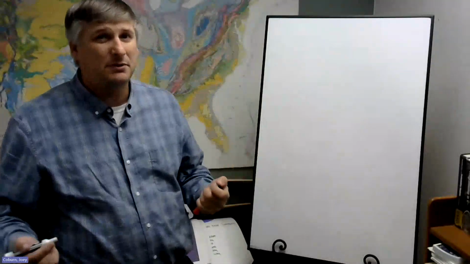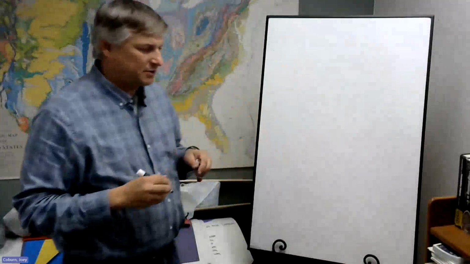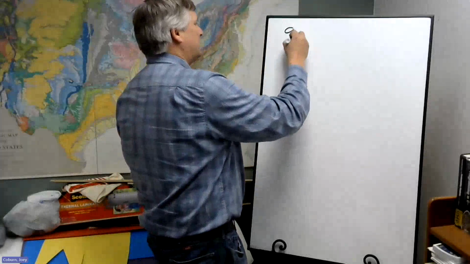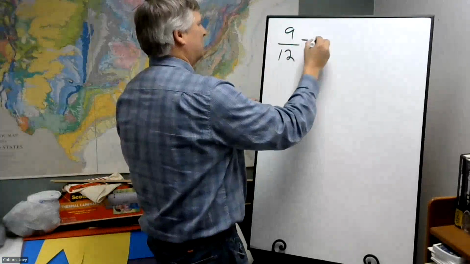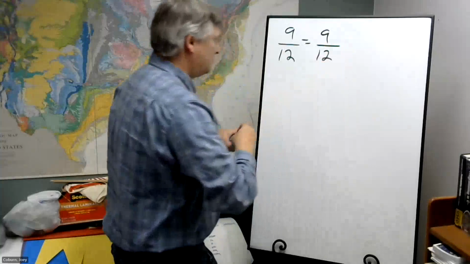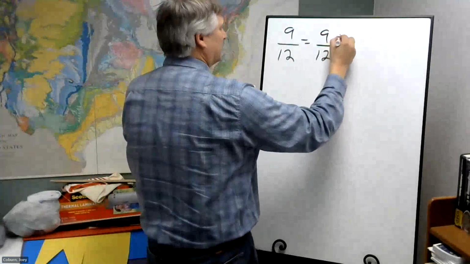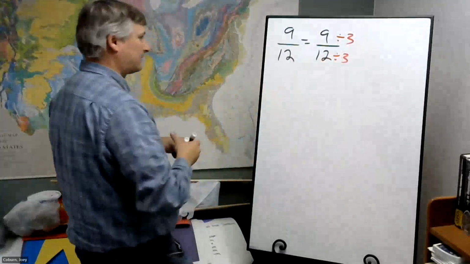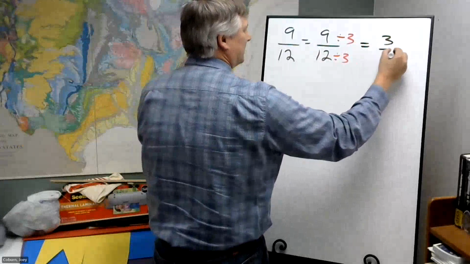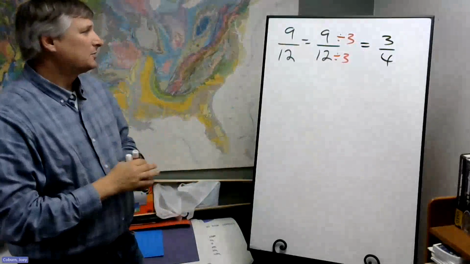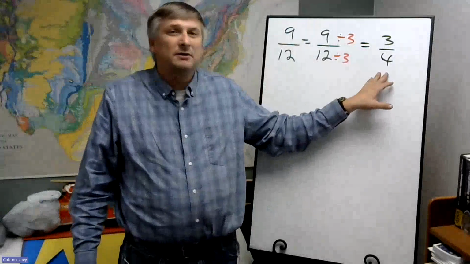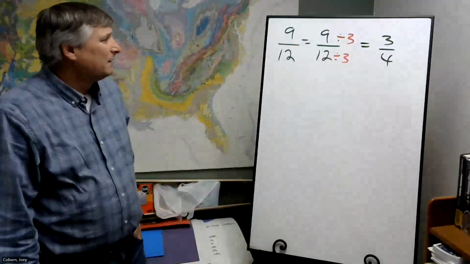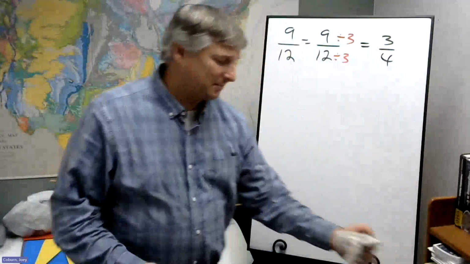So I want to talk about reducing ratios, and there's different ways you can do this. The idea of reducing ratios is the same thing as with reducing fractions. For example, let's say you have 9/12. Divide top and bottom by 3, and you get 3/4. So 9/12 represents the same quantity as 3/4 does. With ratios, it's exactly the same thing.